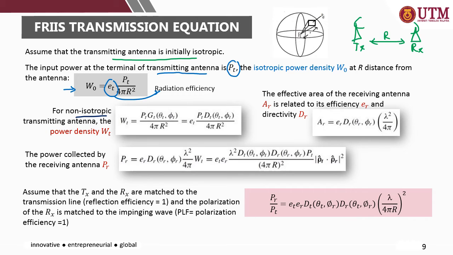For a non-isotropic transmitting antenna, the power density Wt is equal to the power multiplied by the gain of the transmitting antenna in the direction of theta and phi, divided by 4 pi r squared. This equation can also be represented by ET PT DT divided by 4 pi r squared. As mentioned earlier, G is equal to the efficiency multiplied by the directivity, so for the transmitting antenna, GT is equal to ET multiplied by DT.